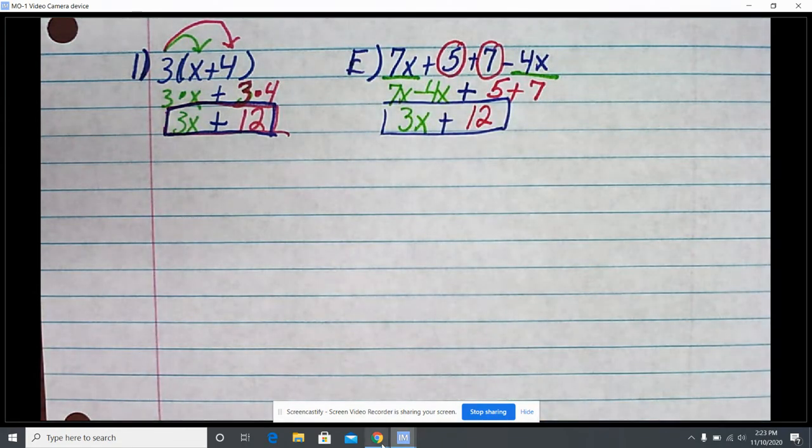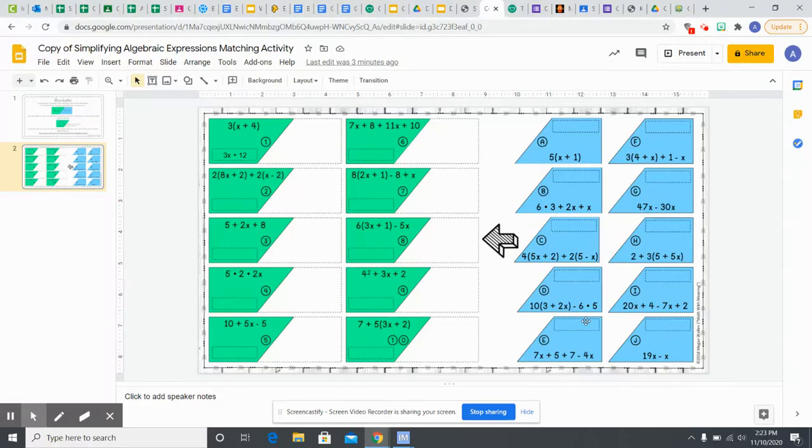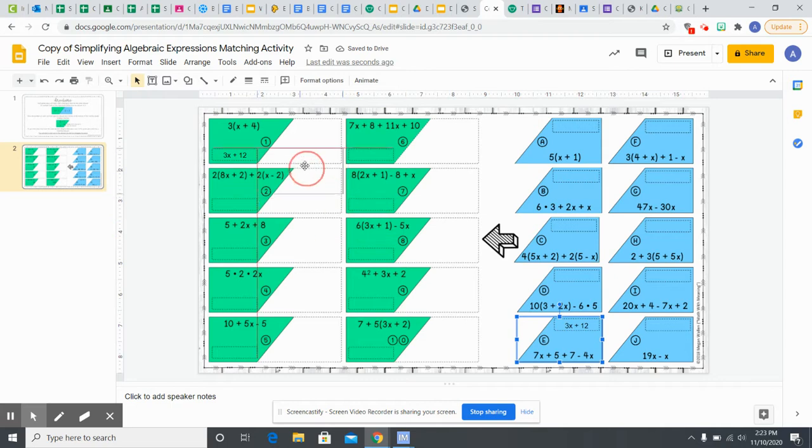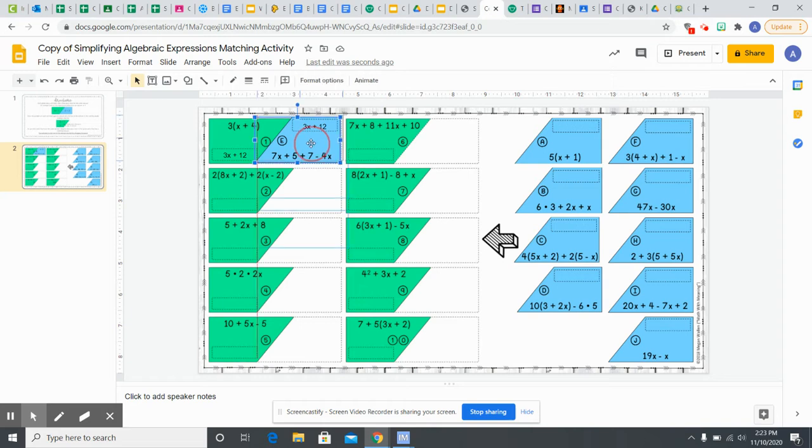There we go. Alright, now let's go back. Alright, so go down to E, and that is 3x plus 12. Okay, so now I can drag my piece over. And it matches up. Oops. So there we go. Let me fix that. There we go. Well, close enough. All right. So that piece matches up.